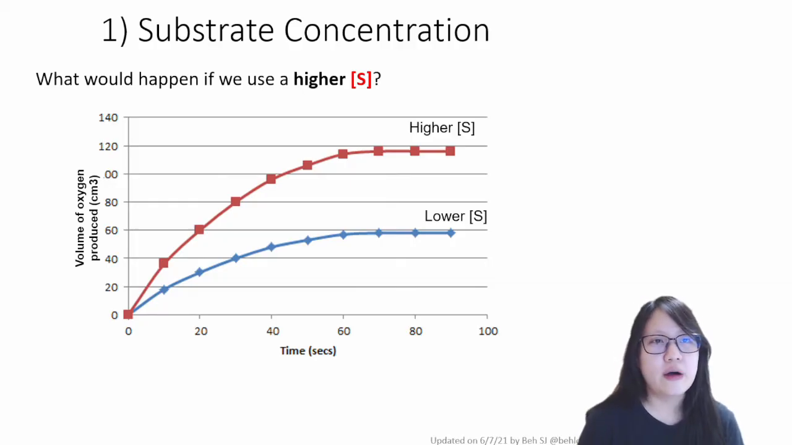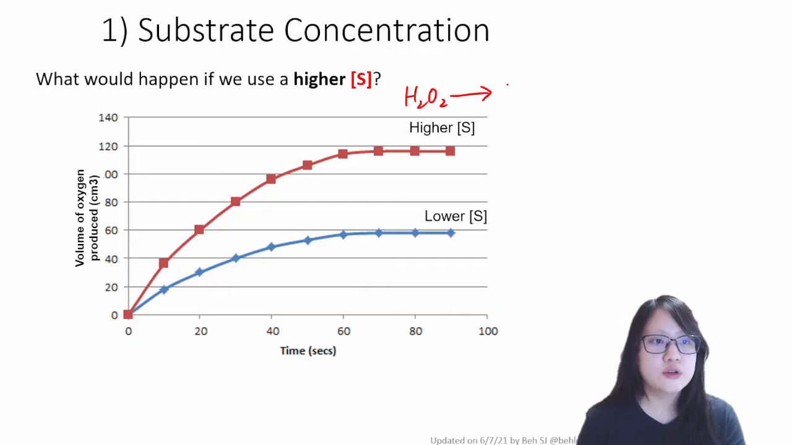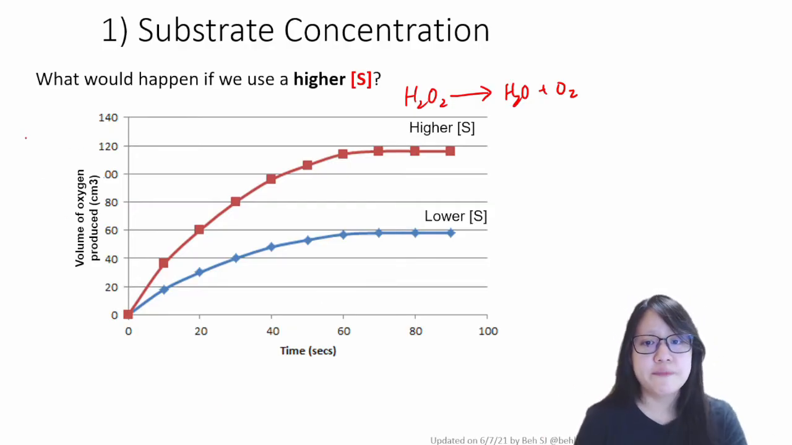We learned about a catalyst reaction that catalyzed the breakdown of H2O2 to water and oxygen, and then we collected that oxygen over time, and we can plot a graph, right? So here, oxygen is actually a product. This is actually a graph of product concentration against time.